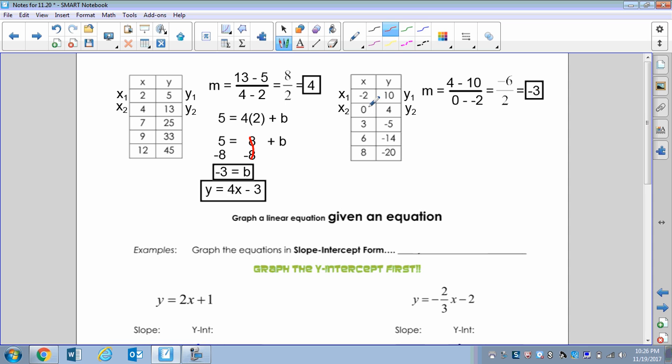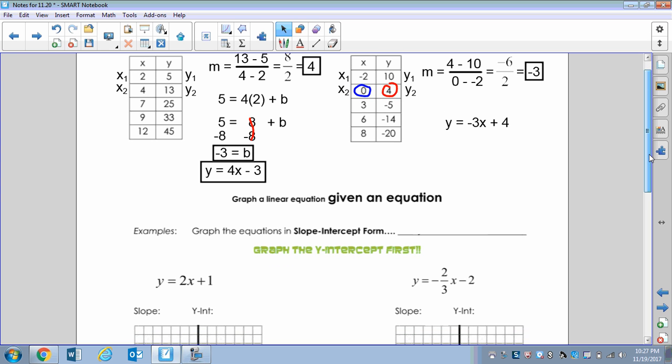Now in this situation, I have a 0 in the x table, which means that I have my y-intercept already given to me. And it's 4 right there. So my problem is done. I'm going to get y equals negative 3x plus 4.